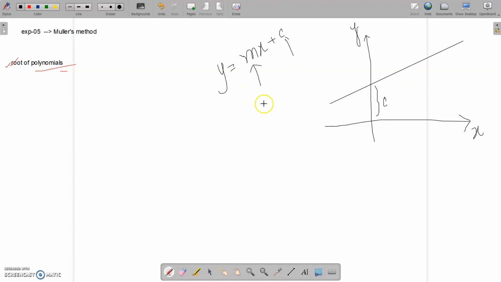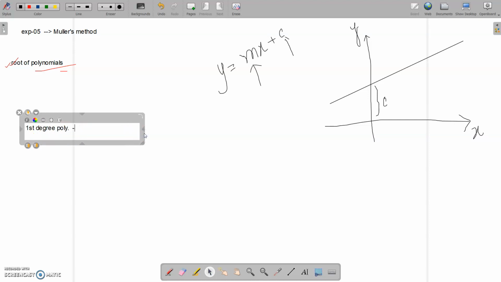Now this is known as a first degree polynomial. The first degree polynomial has a straight line. The shape of it is a straight line, and you know the equation.